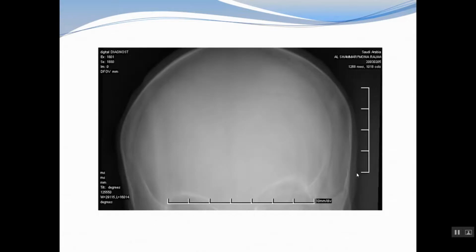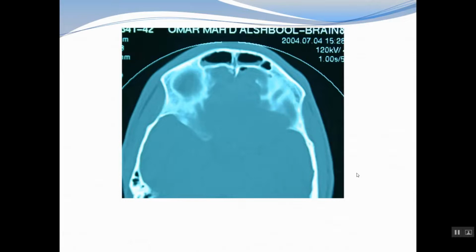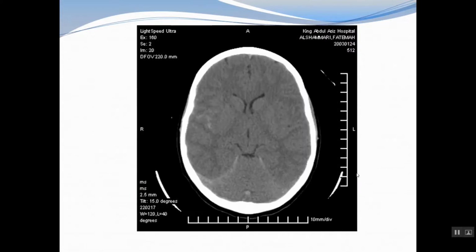Here is the frontal view of the skull; there is no fracture detected. And in this bone window of the skull, there is a fracture in the frontal bone. Here there are multiple hyperdense areas seen in the right cortical sulci and in the tentorium cerebelli, and also in part of the cisterna magna. This is a case of acute subarachnoid hemorrhage.